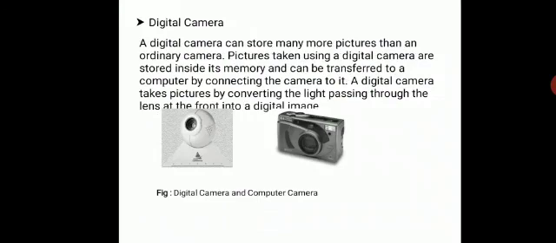Next, digital camera. A digital camera can store many more pictures than an ordinary camera. Pictures taken using a digital camera are stored inside its memory and can be transferred to a computer by connecting the camera. A digital camera takes pictures by converting the light passing through the lens at the front of the camera into a digital image.